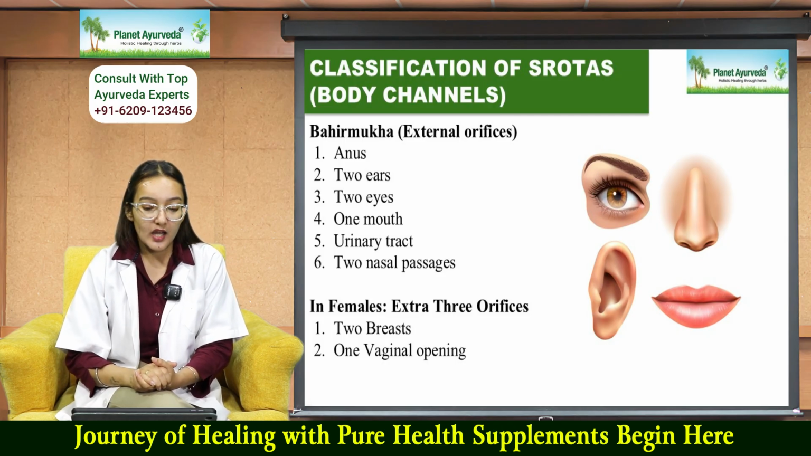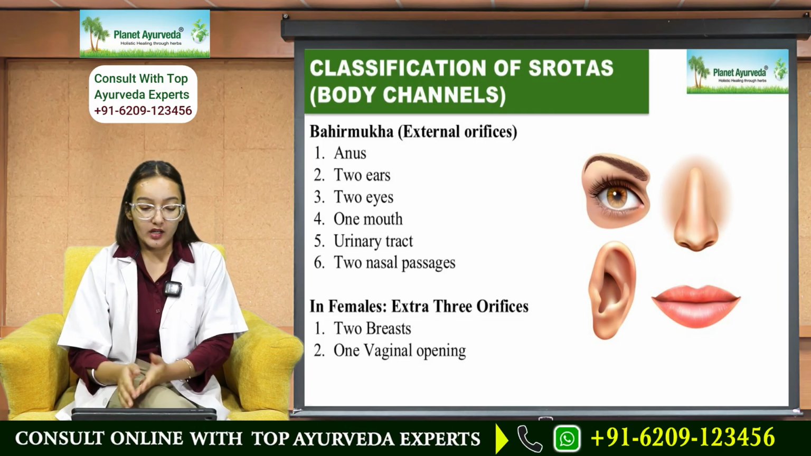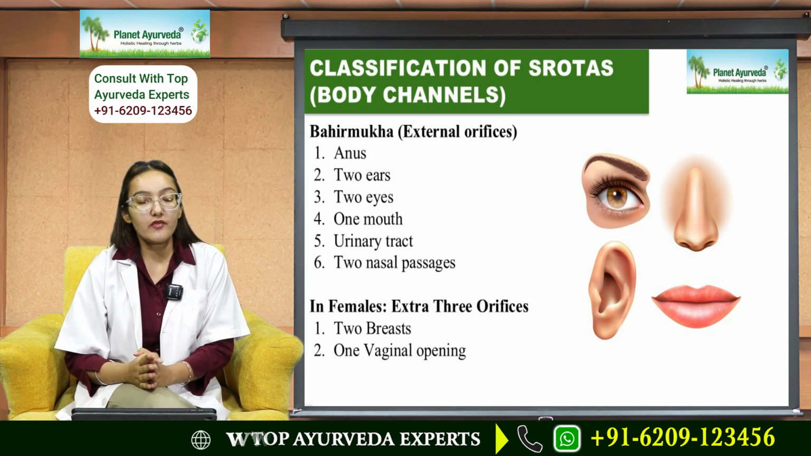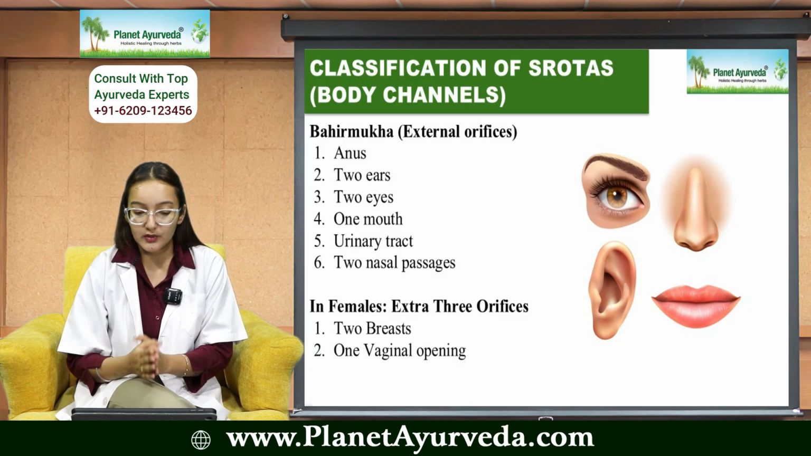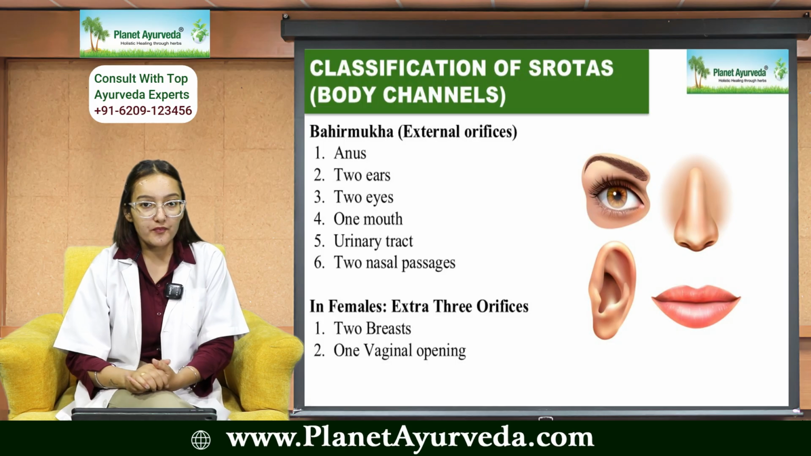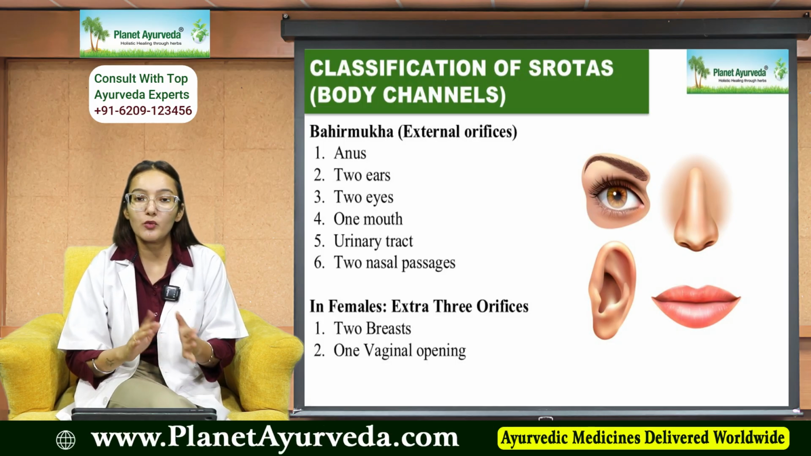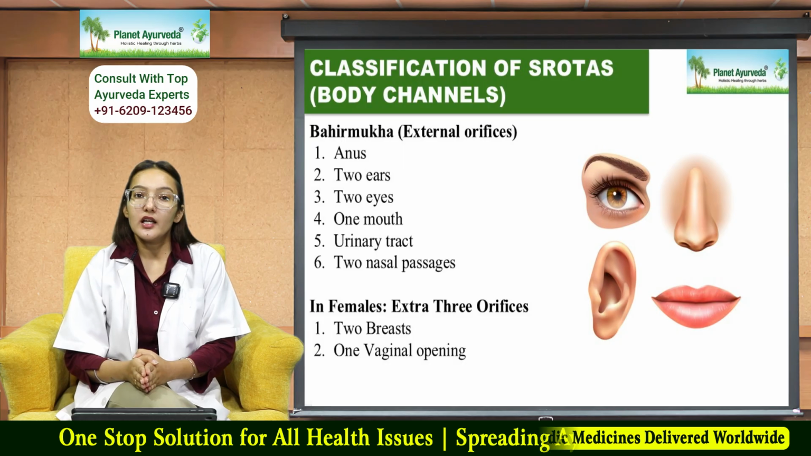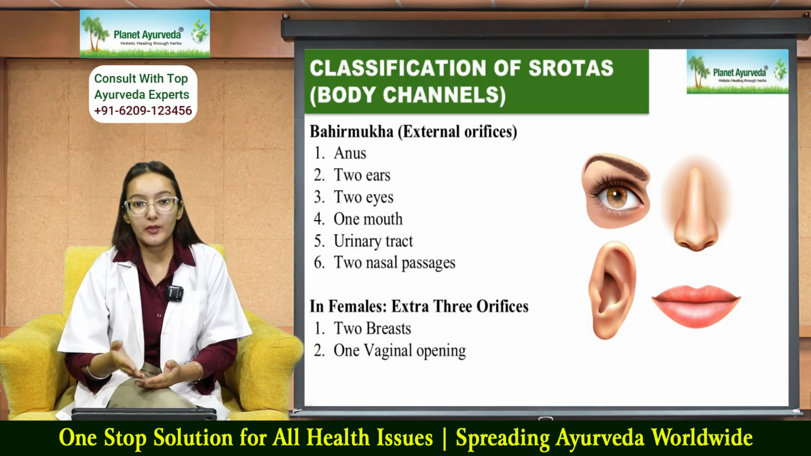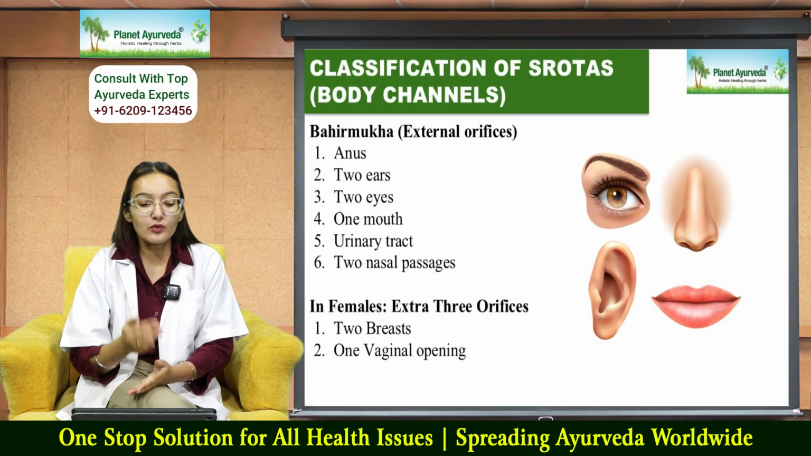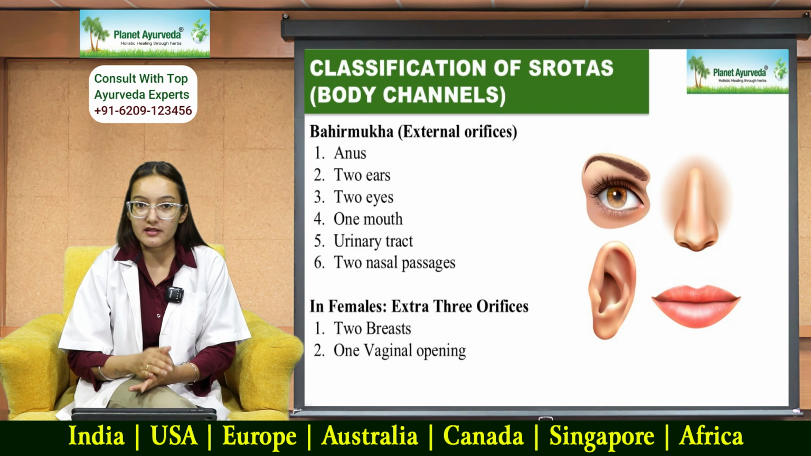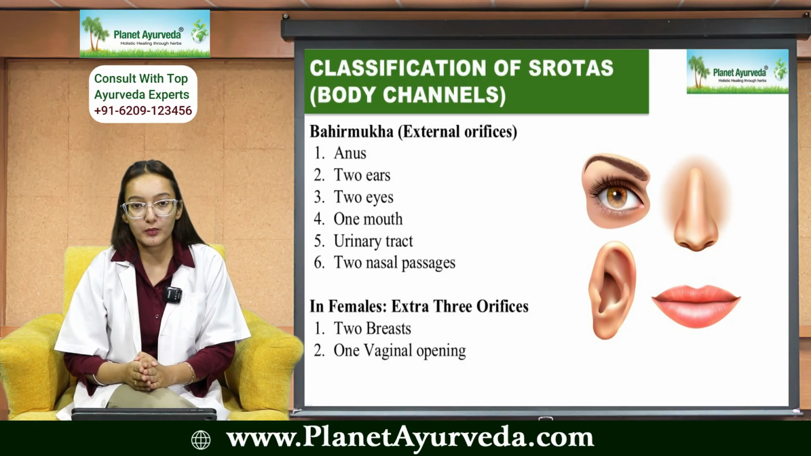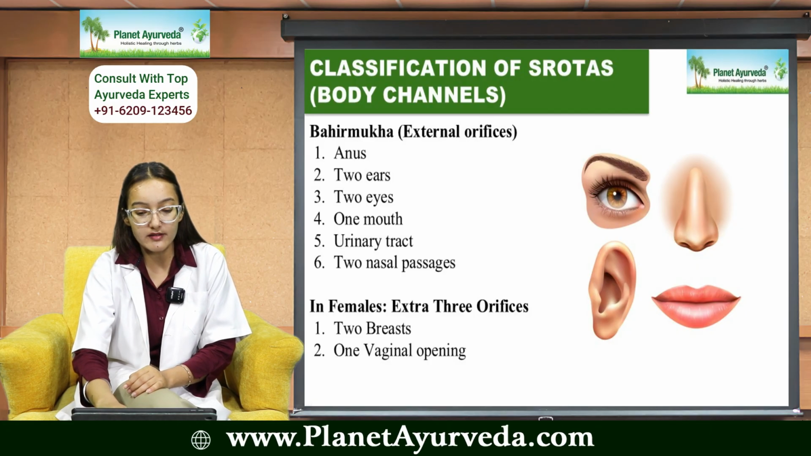Before moving towards the Antarmukh, let us look into the names of the Bahirmukh or external orifices. As you can see on the screen, they are 9 in males and 12 in females. What is the difference? Both males and females have 9 orifices: the anus, 2 ear openings, 2 eye openings, 2 nasal openings, 1 urethral opening from where we pass urine, and 1 mouth. But females have 3 extra orifices: 2 breast openings and 1 vaginal opening. So that's it about the external orifices.